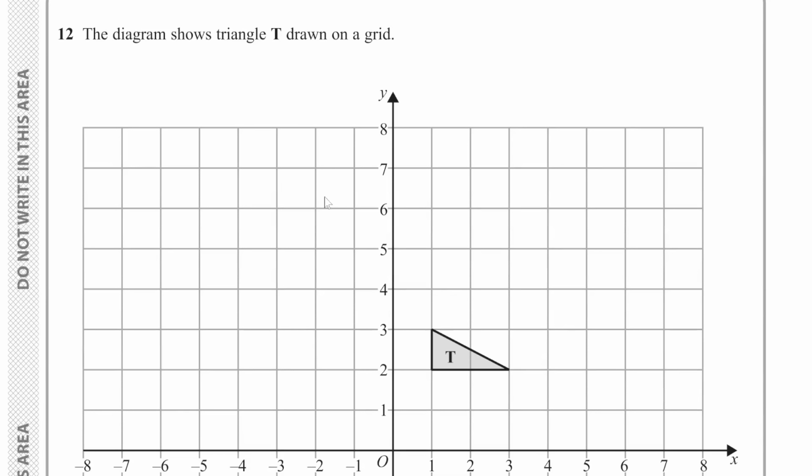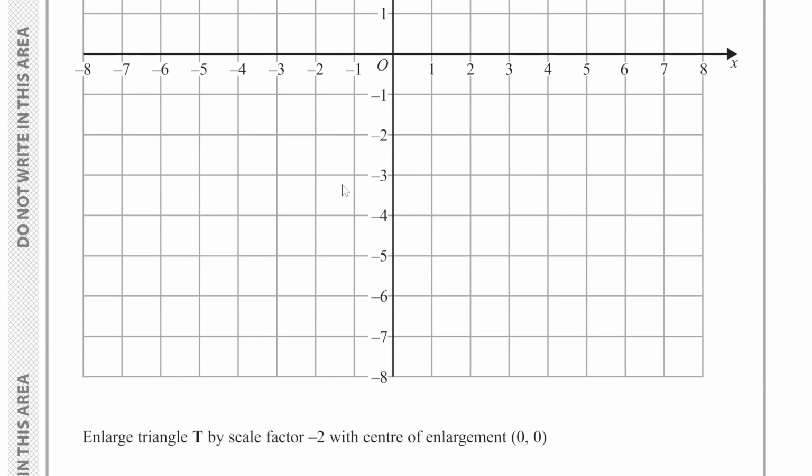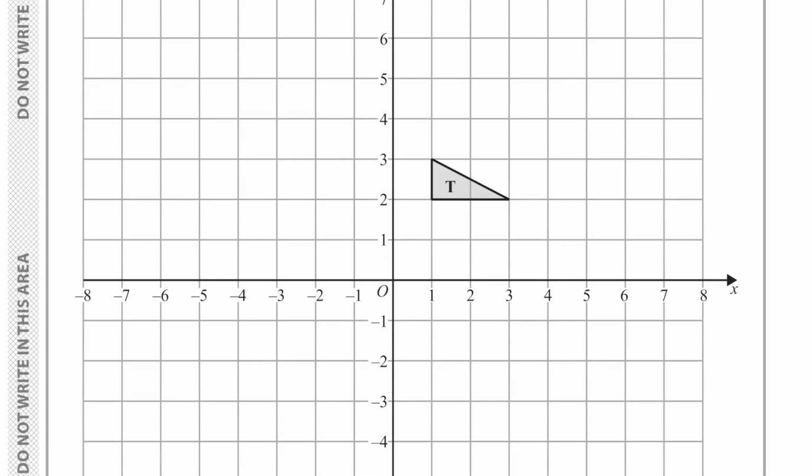Question 12. The diagram shows triangle T drawn on the grid. Enlarge triangle T by scale factor -2, center of enlargement at the origin. So here's our center of enlargement. To go to the bottom corner, we go along 1 up 2. If we times that by -2, how far do we have to go? Back 2, down 4.